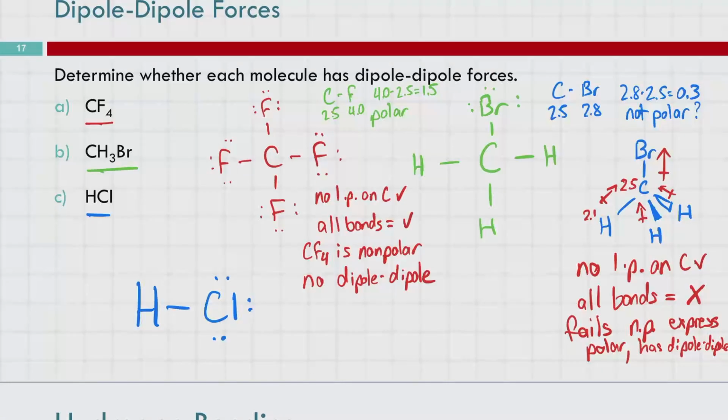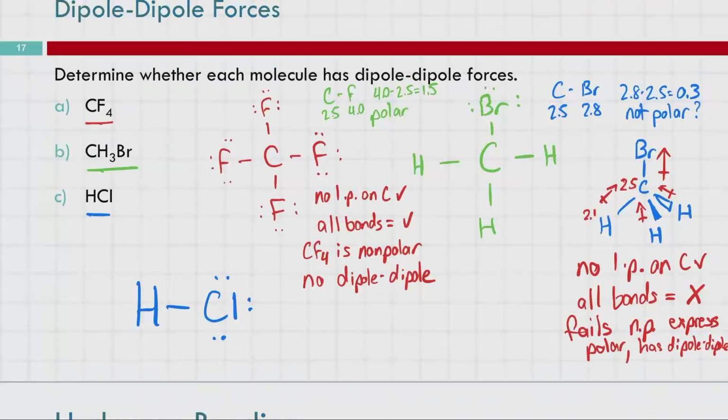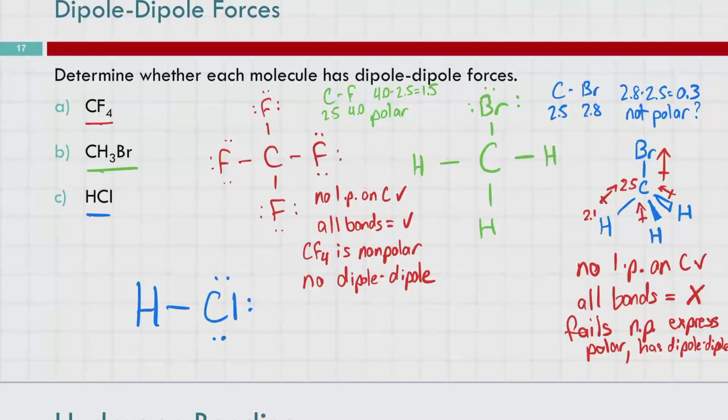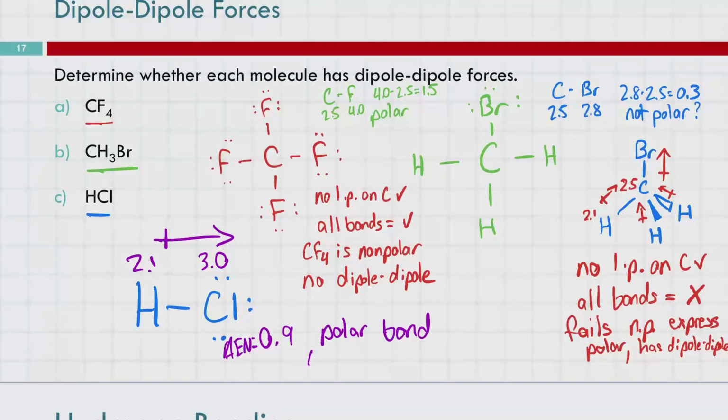And survey says, polar bond, non-polar bond. Polar bond. It is a polar bond because chlorine has a value of 3.0. Hydrogen is still 2.1. So our difference in electronegativity is 0.9. Polar bond, since it's just the one bond, that means that it has to be polar, so it has dipole-dipole forces.